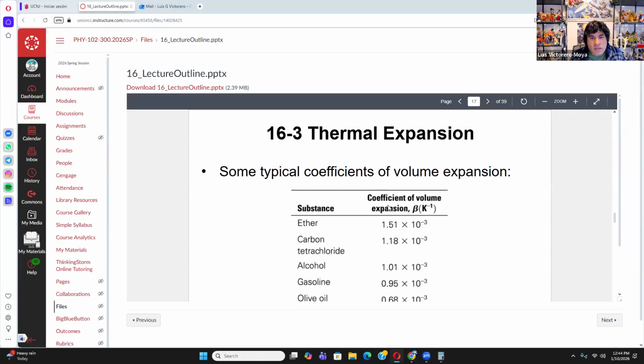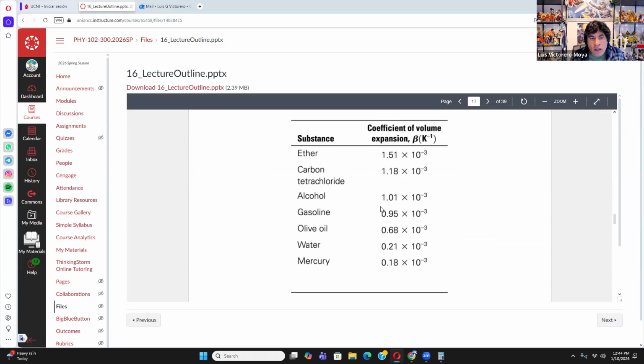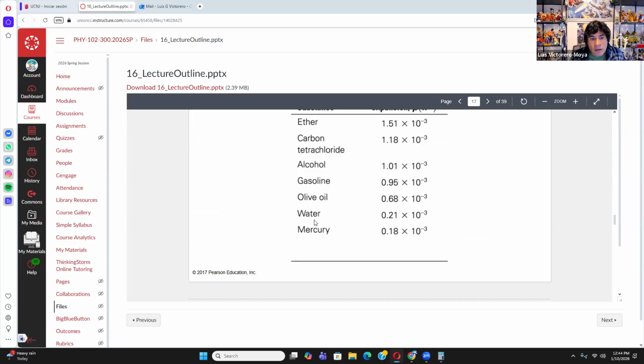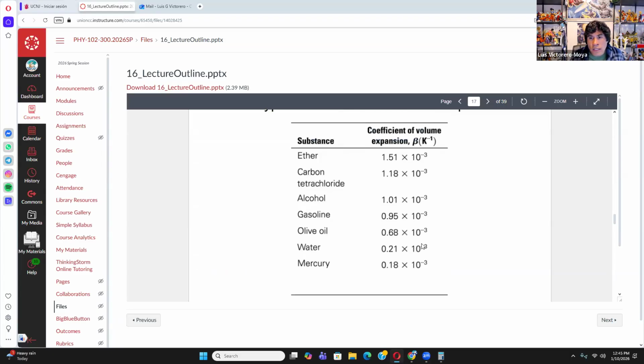Okay. So there are some typical coefficients of volume here for other substances like water, oil, right? Liquids that can expand, that have volume, and that can have volumetric expansion. Keep in mind how much greater the coefficients are compared to the linear ones, right? These are on the order of 10 to the -3. So it's easier to actually investigate the volumetric expansion or shrinking of a substance due to a significant change in temperature, right?